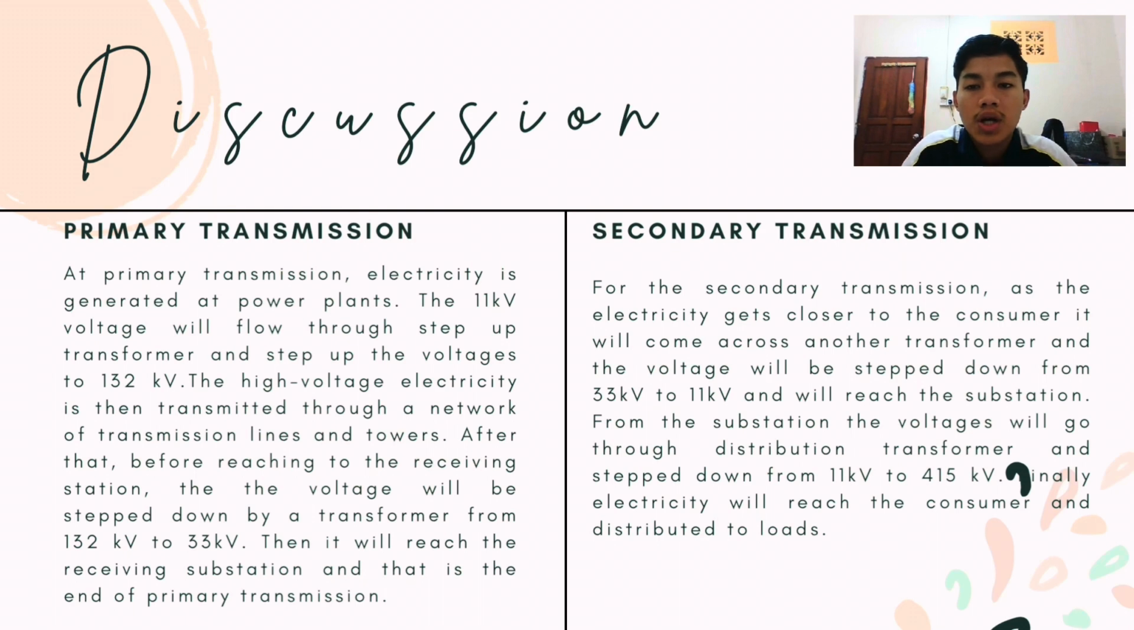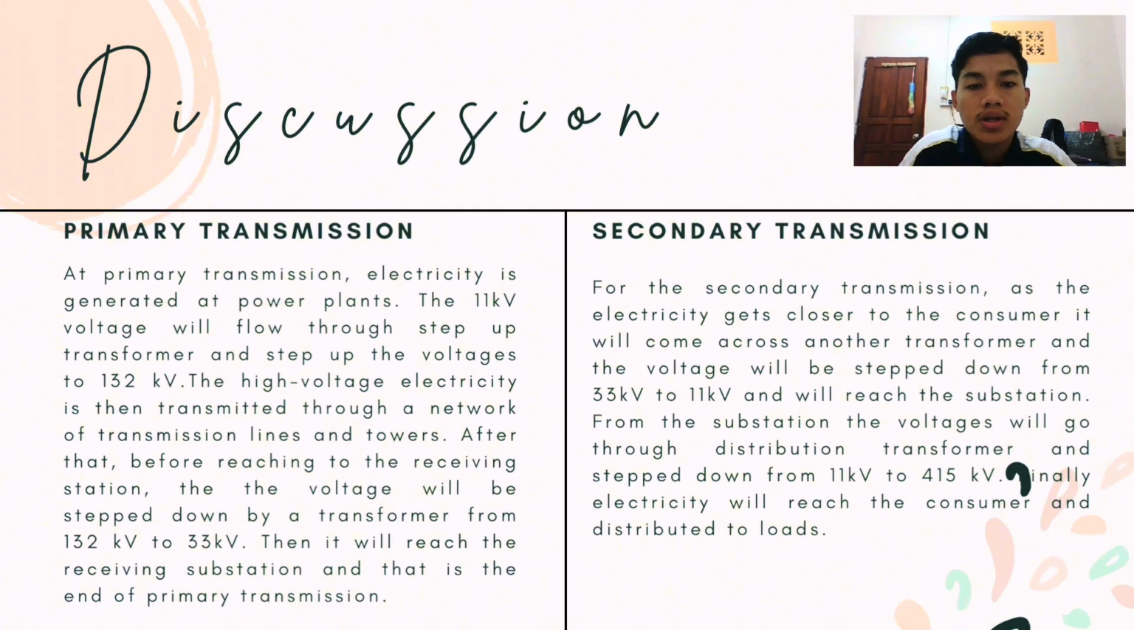First, we go to the primary transmission. At primary transmission, electricity is generated at the power plant. The 11 kilovolts voltage will flow through a step-up transformer and step up the voltage to 132 kilovolts. The high voltage electricity is then transmitted through a network of transmission lines and towers. After that, before reaching the receiving station, the voltage will be stepped down by a transformer from 132 kilovolts to 33 kilovolts. Then it will reach the receiving substation at the end of primary transmission.